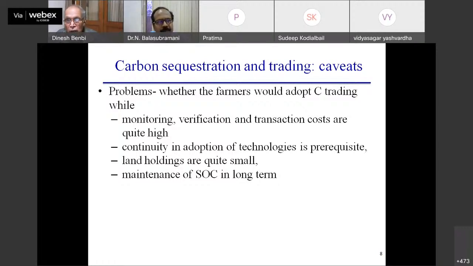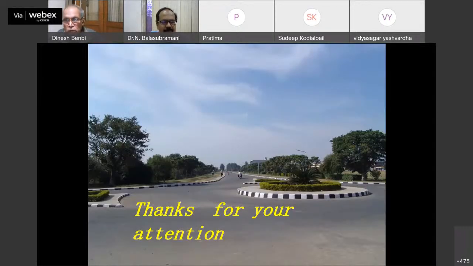Finally, other issues we have already discussed, but as far as agricultural carbon sequestration is concerned, monitoring, verification, and transaction costs are very high for the farmers. And then how long this practice will continue, its continuity, is very, very important for the farmer. And with small land holdings, these become bigger. And then leakage, permanence, maintenance, they are all issues. And with that, I thank you for giving me this time. Thank you very much.